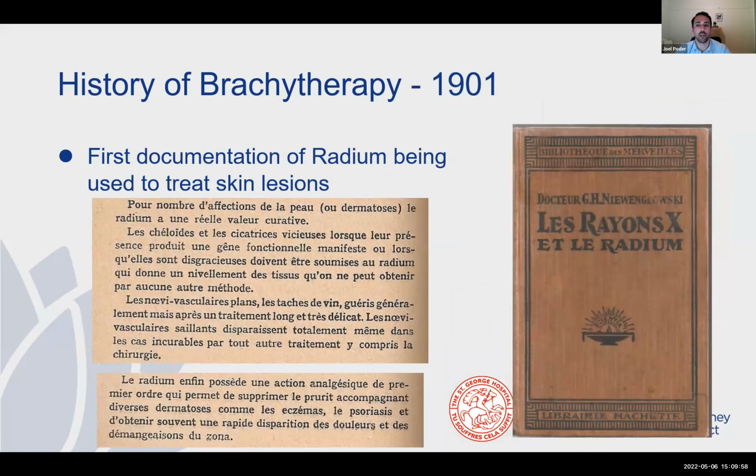So we can trace the origins of brachytherapy all the way back to 1901. And as was graciously mentioned in the introduction, it is the oldest form of radiation therapy. Here I'm showing you a document, and it's in French. Unfortunately, my French is not very good, so I'm unable to translate for you. But in this document you can find the first documentation of radium being used to treat skin lesions for cancer patients. So we can trace the origins of brachytherapy back more than 120 years.